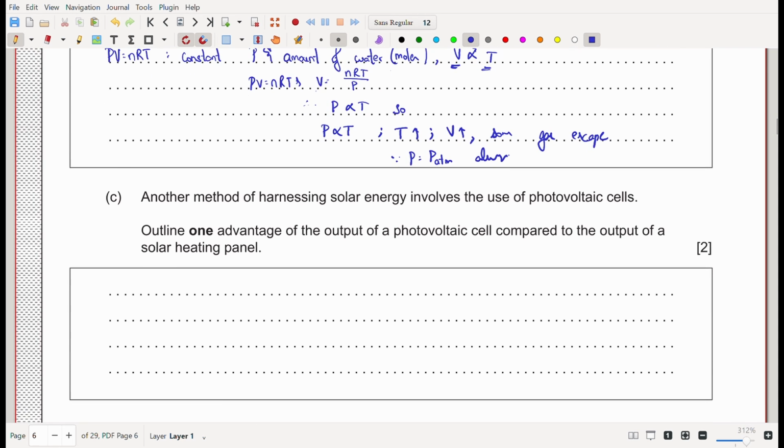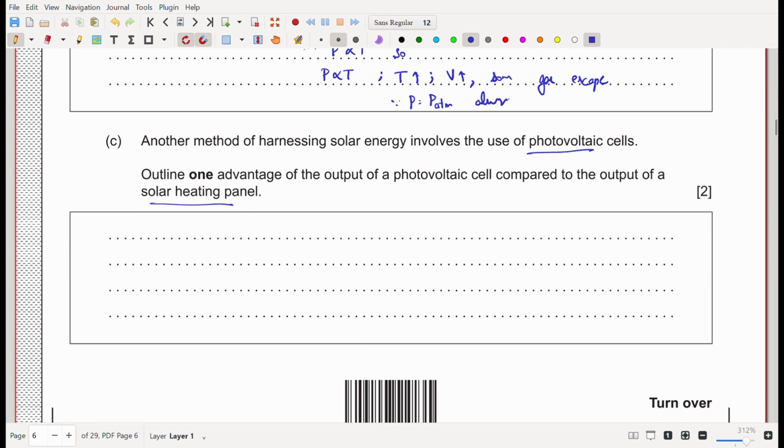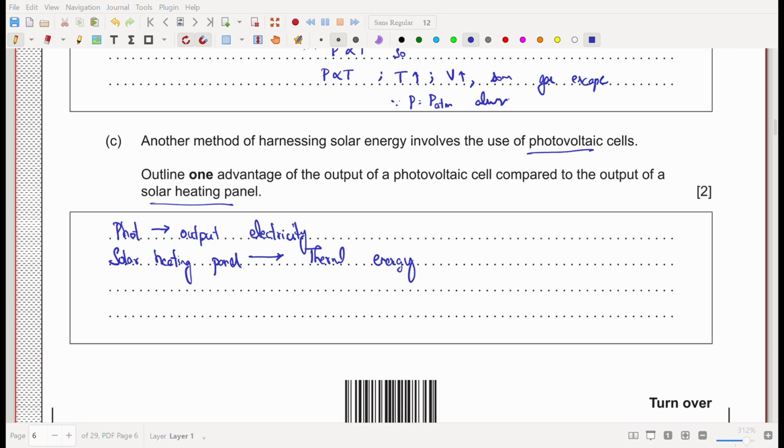So moving on to part C, we are asked to compare photovoltaic cells and a solar heating panel. Now this is pretty obvious. Photovoltaic cells output, not emit, key terms guys, output electricity, while solar heating panels output thermal energy. Now, of course, this is the most straightforward answer for the difference between a photovoltaic cell and a solar heating panel.